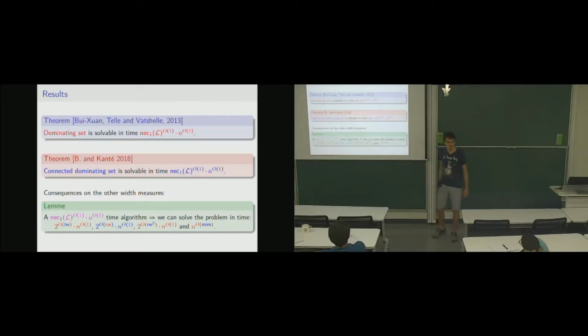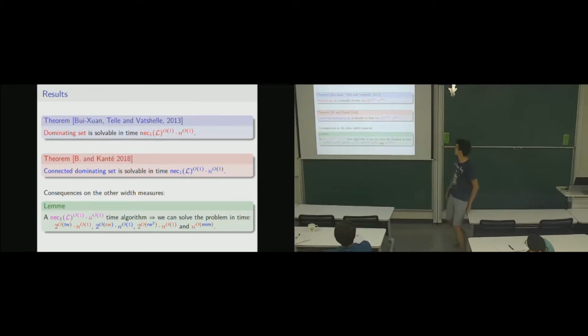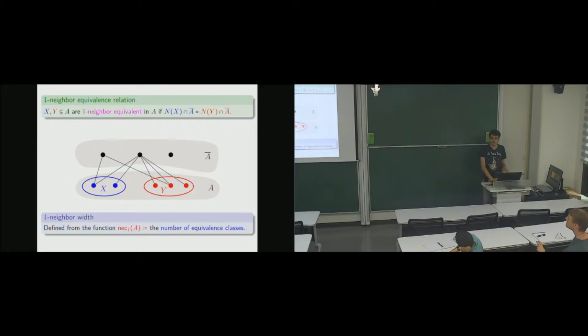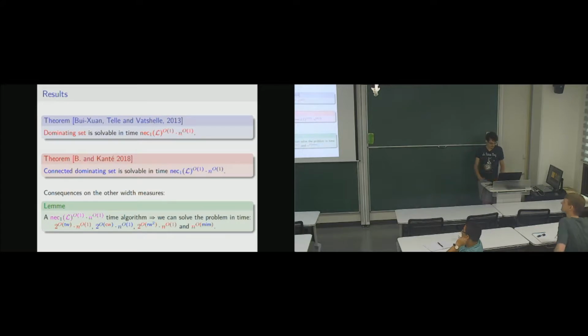Sorry, I missed what NEC1 is. NEC1 is the one neighbor width of the layout. So you take this function and it gives you a width measure. Is this okay for everyone? So this number could go all the way up to 2 to the number of what is it? Yes, yes. L is a given layout, a given decomposition of your graph.